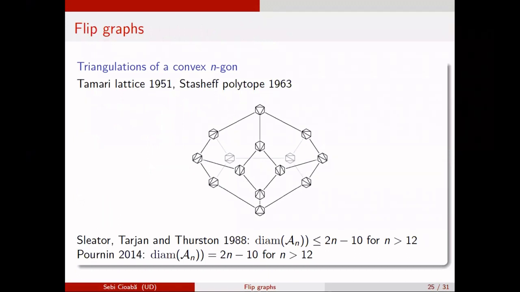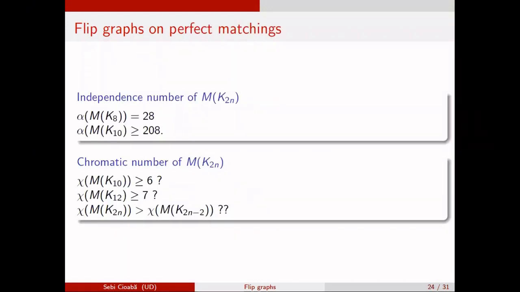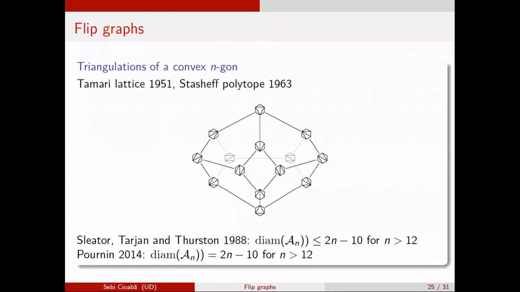Okay, well, so that's about it about flips on graphs on perfect matchings. And I have some time, so I'll tell you about another flip graph. It's called the associahedron graph. It's a flip graph on triangulations of a convex n-gon. And it's quite famous in algebraic combinatorics and so on, sometimes called the Tamari lattice, Stasheff polytope, and so on.